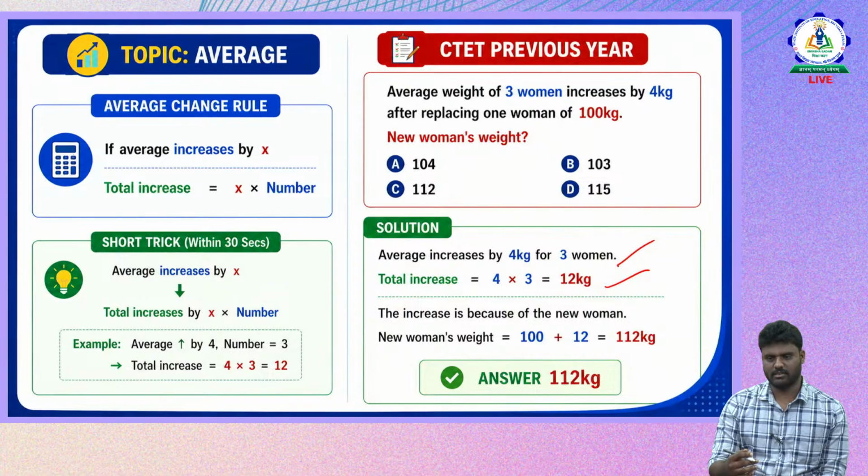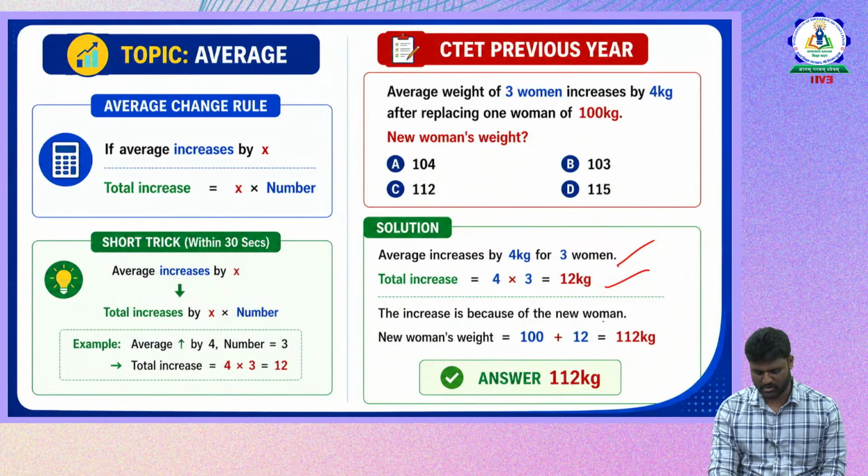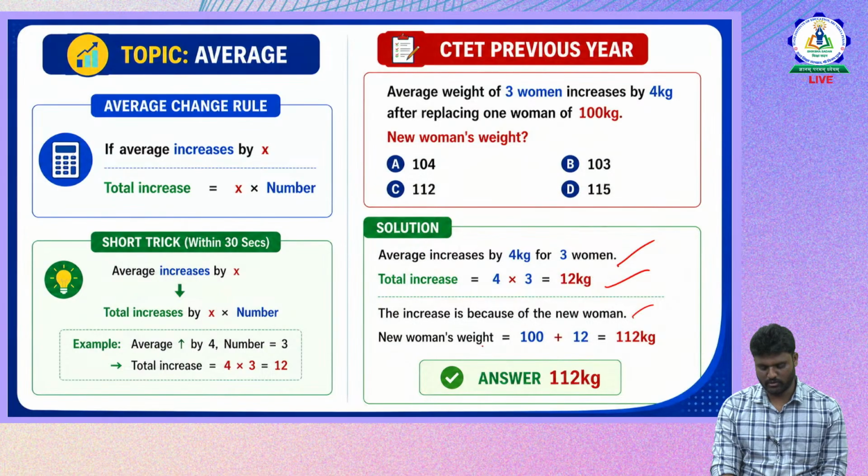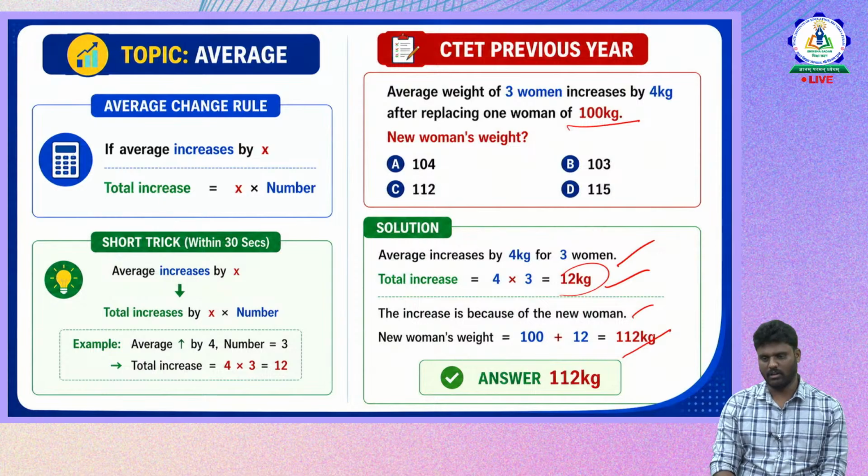If x increases, the total also will increase. If x decreases, the total also will decrease. So the increase is because of the new woman. What is the weight of the replaced woman here? 100 kgs. Now how much is it increased? 12. Therefore the total is 112 kg. So what is the option here? Option C is the correct one.